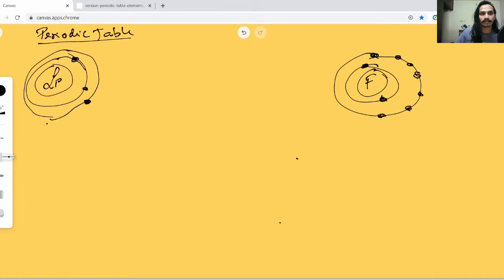Now, when an element has about 1 to 3 electrons in the outermost shell, then we say it will be metallic in nature. If it has only 1 to 3 electrons in the outermost shell, it is metallic in nature. If it has 4 or 5 or above, we say it is non-metallic in nature.